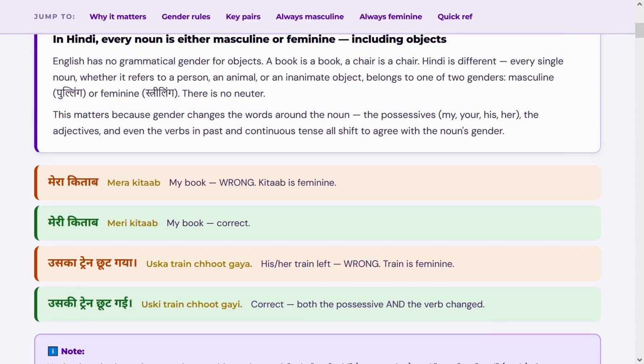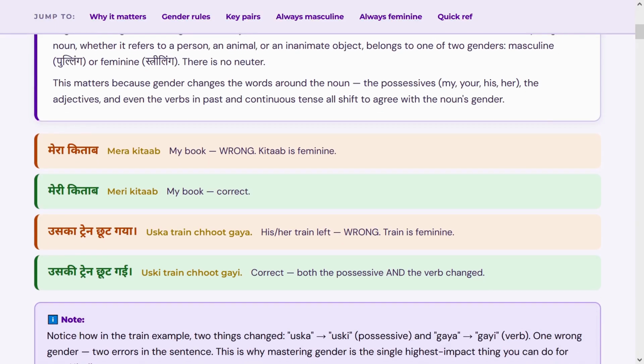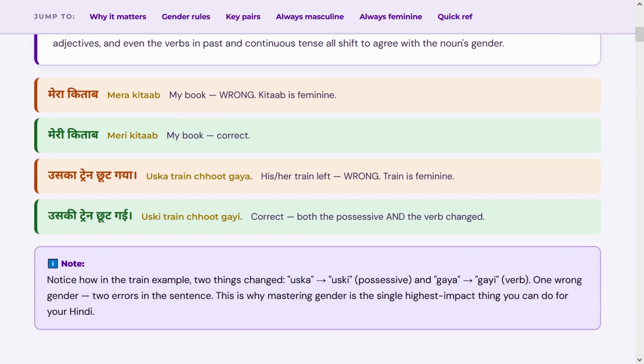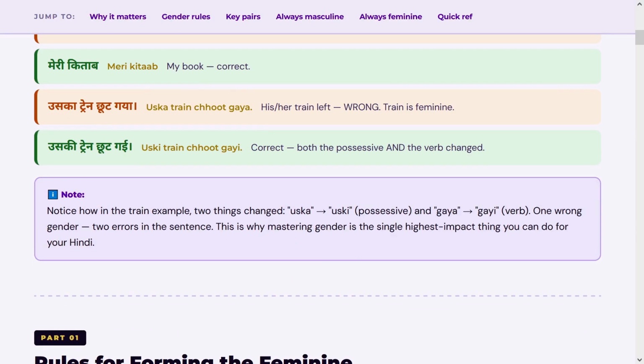Look quickly at some examples if you haven't seen those videos. "Mera kitab," my book, is wrong. Kitab is feminine. You should say "Meri kitab," my book, correct. "Uska train chhut gaya," his or her train left, is wrong in Hindi. You should say "Uski train chhut gayi," correct. Both the possessive and the verb changed. Notice how in the train example, two things changed: uska changed to uski, the possessive, and gaya changed to gayi. One wrong gender, two errors in the sentence. This is why mastering gender is the single highest impact thing you can do for your Hindi.